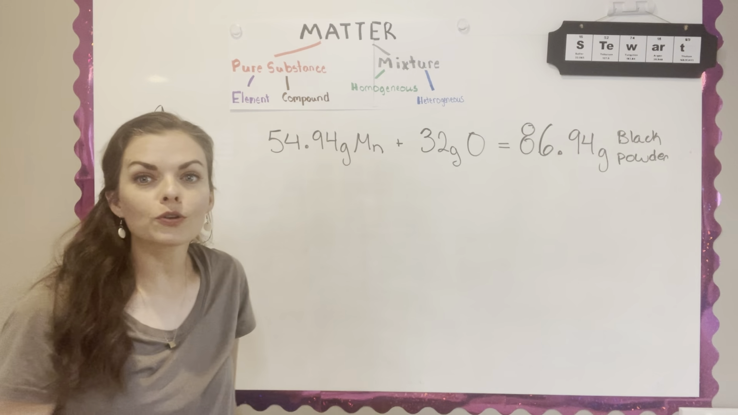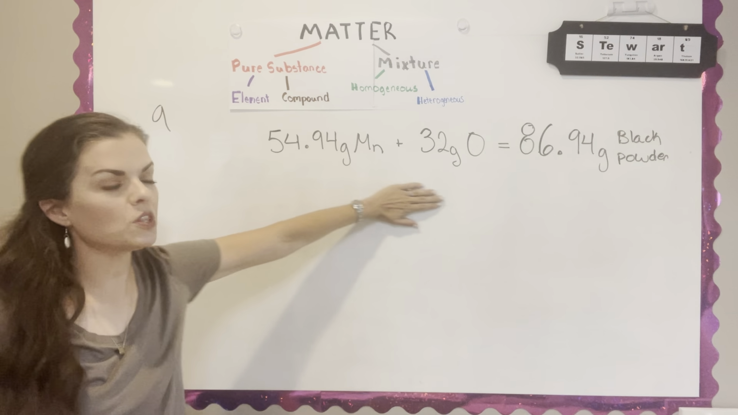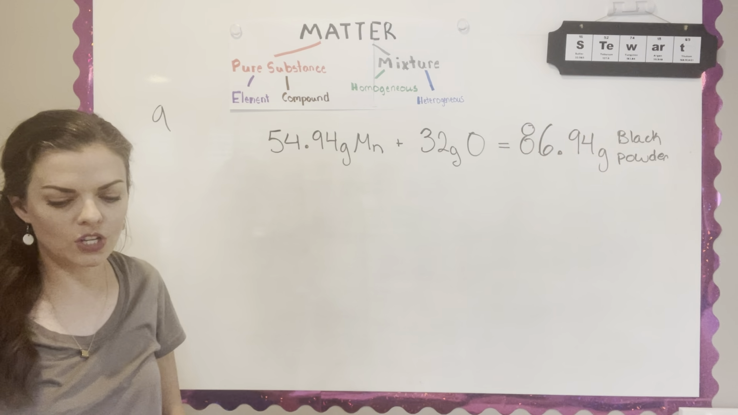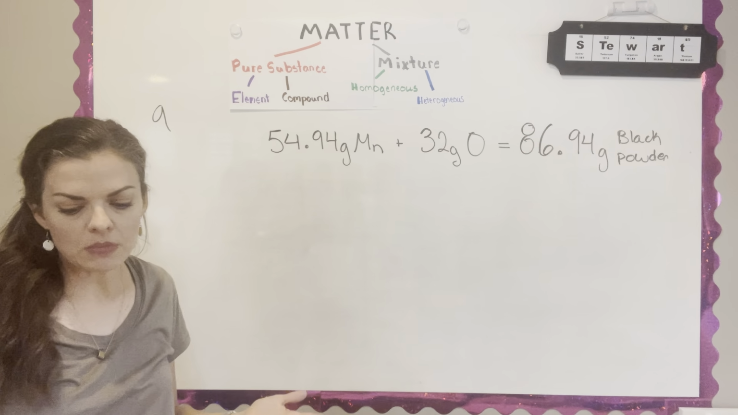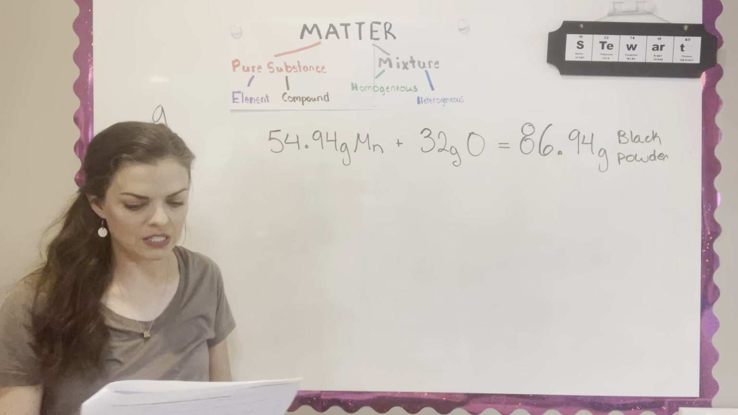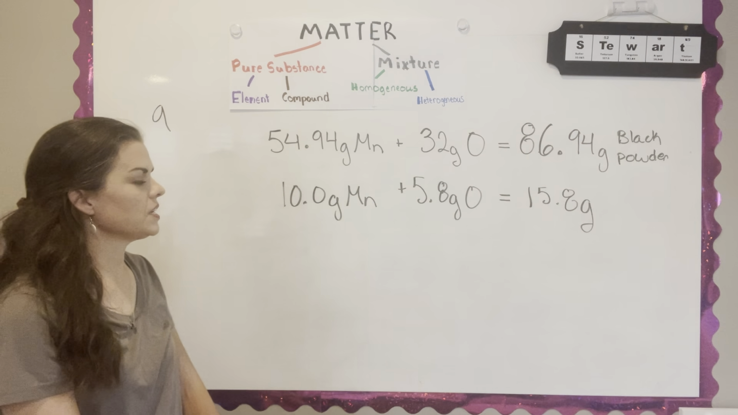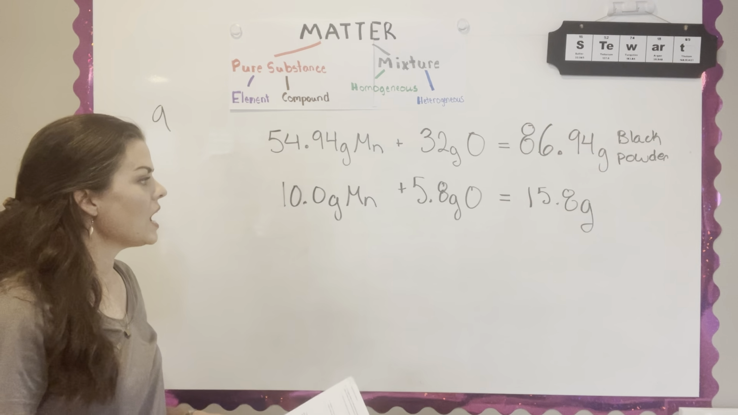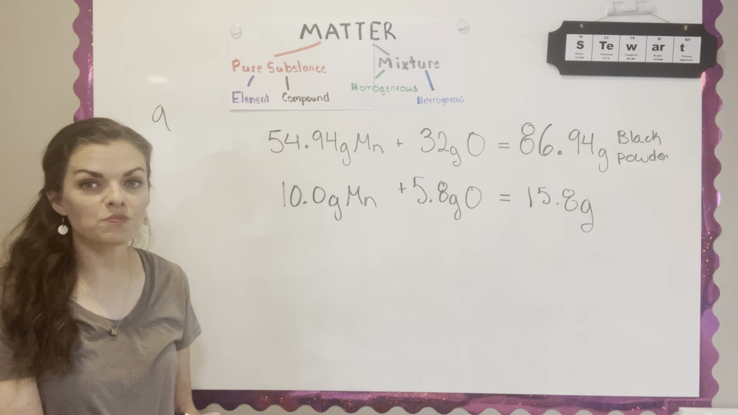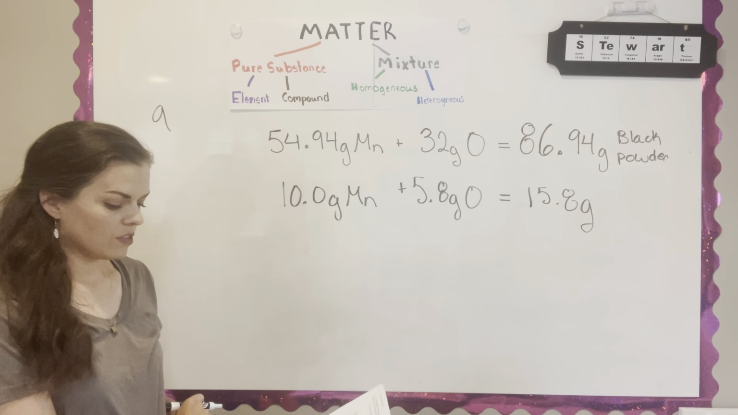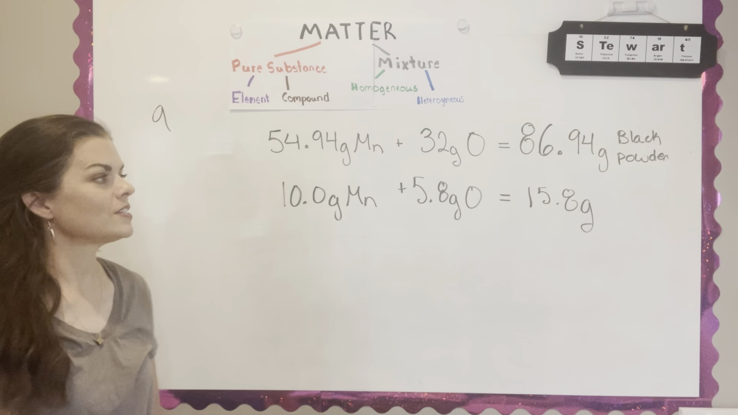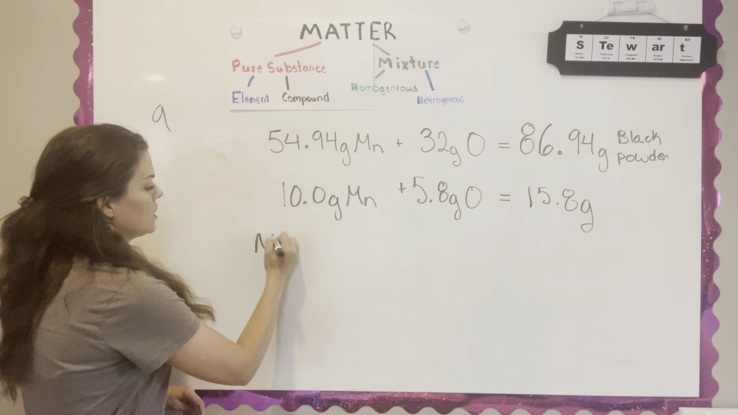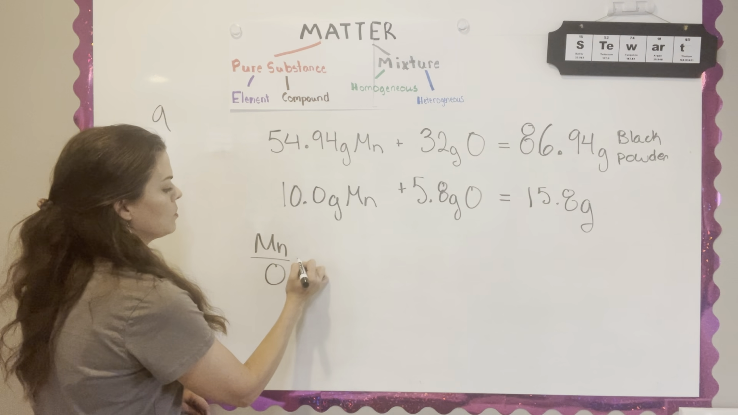All right, so for question number 9, I am leaving the part from question 7 up because we're going to use it again. And it gives me another experiment that a chemist does. This time it's telling me they're taking 10 grams of magnesium or manganese, and they're mixing it with 5.8 grams of oxygen. And they're asking, is it the same compound as in number 7? So as you did in the last one, we did magnesium over oxygen.